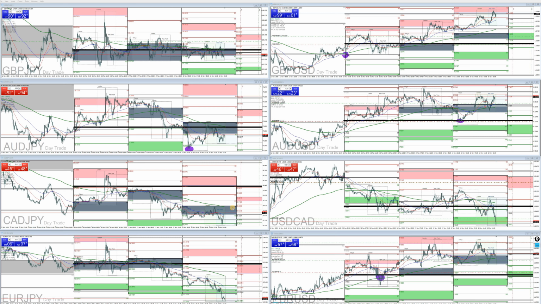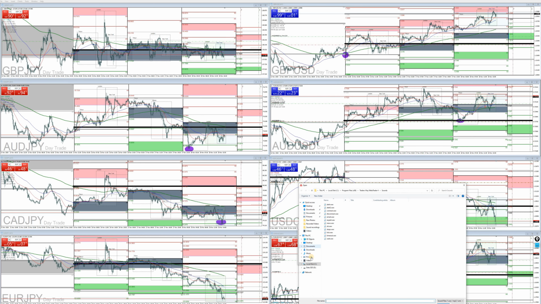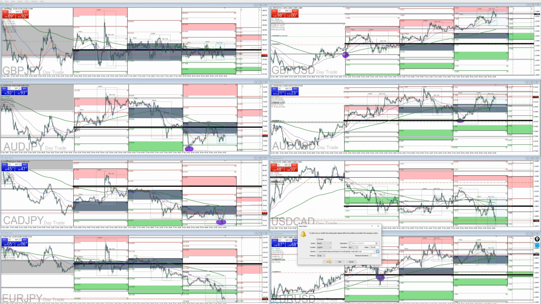It's 9:42 a.m. and I do have a setup for the CAD yen as it's breaking back above. It did a little head fake below the weekly M2 and is breaking back above, so I'm going to set my new custom alert for a break of the daily M2. Let's see, day trade alert.